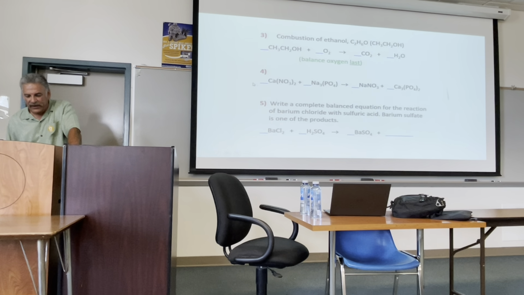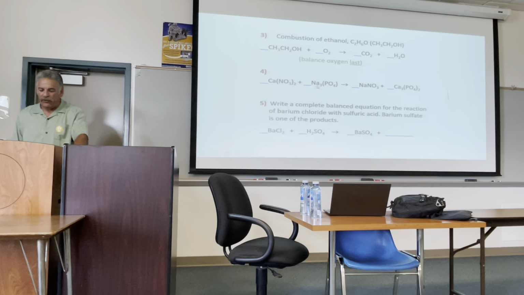Okay, and then the next one, calcium nitrate plus sodium phosphate yields sodium nitrate plus Ca3(PO4)2, which is calcium phosphate. So this is what we call a double displacement reaction. In a double displacement reaction, we swap anions with cations. So the cation calcium will get the second anion, phosphate. The second cation will get the first anion.